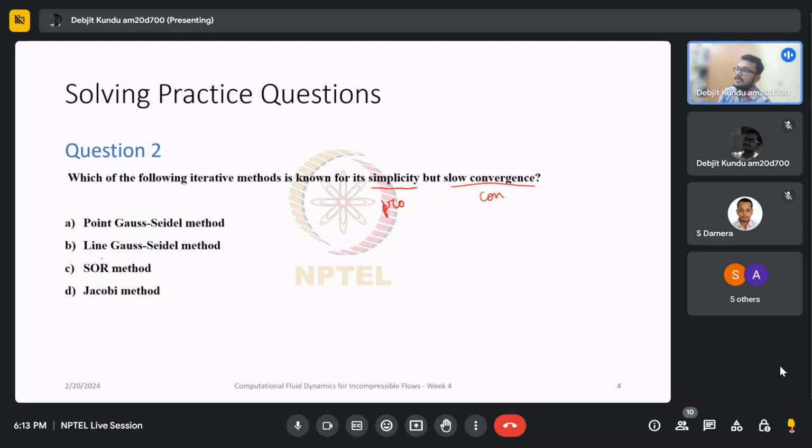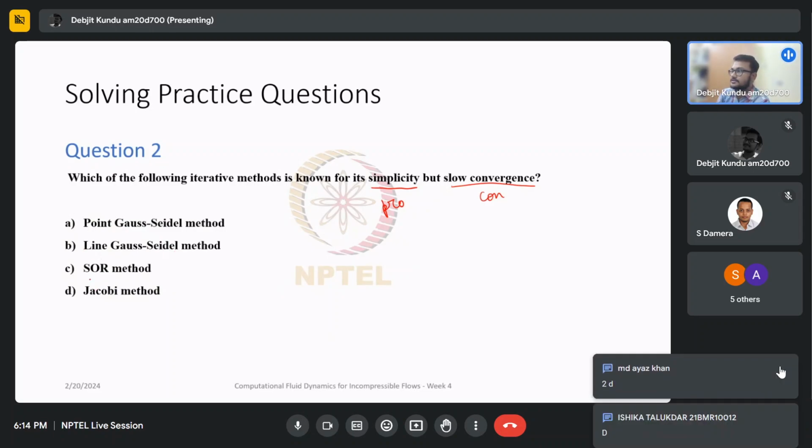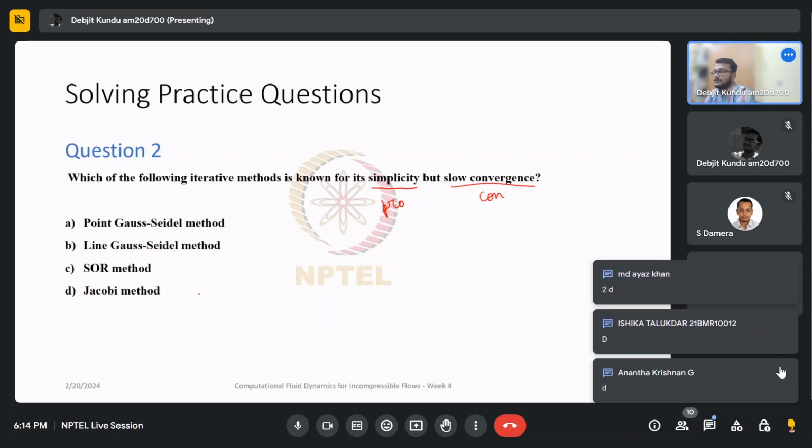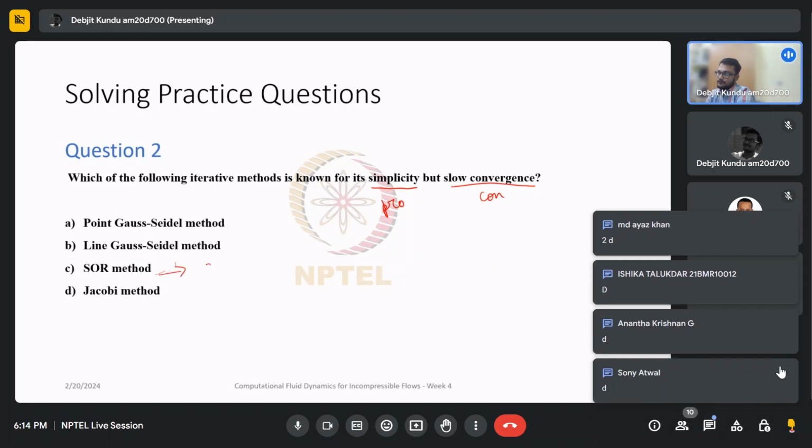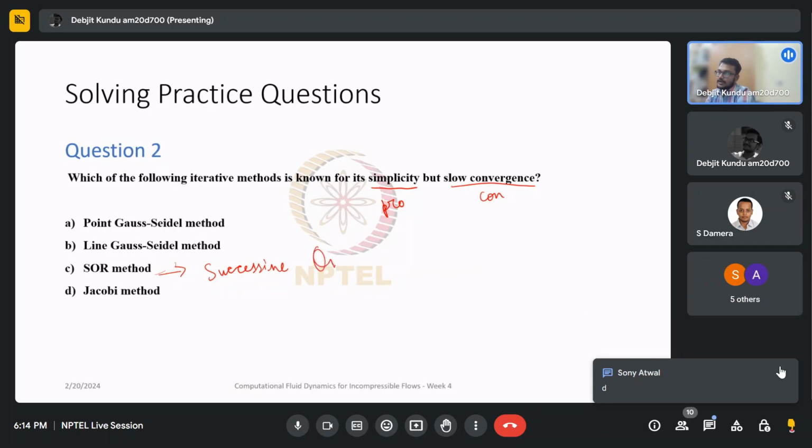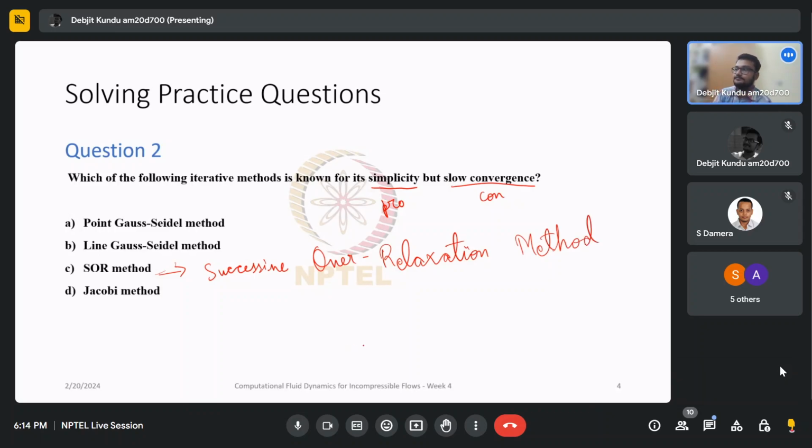Is it option B, line Gauss-Seidel method? Is it option C, SOR method, the full form of which is successive over relaxation method? Or is it option D, Jacobi method? So which one is it, A, B, C or D? Point Gauss-Seidel, line Gauss-Seidel, successive over relaxation, or Jacobi?